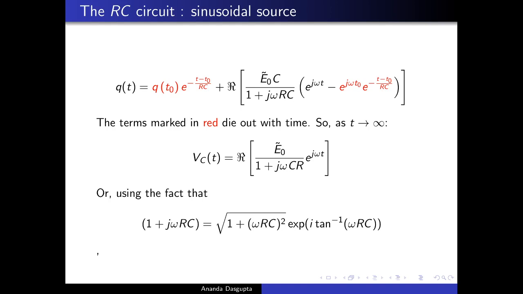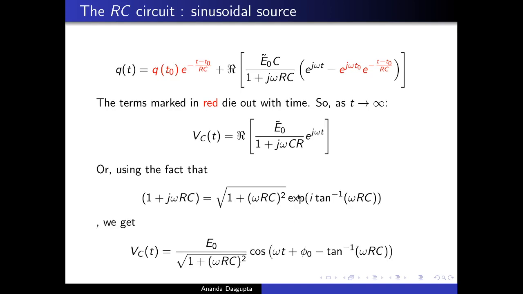Of course, we can use simple complex analysis to go further. We can use the fact that 1 plus j omega RC can be expressed in this magnitude phase form. This of course is the magnitude of 1 plus j omega RC. Tan inverse omega RC is just the phase term. So R e to the i theta form, or polar form, for a complex number, that's what we have used here. And if you use this and do a very simple manipulation, you will realize that the E0 tilde is E0 e to the j phi 0.